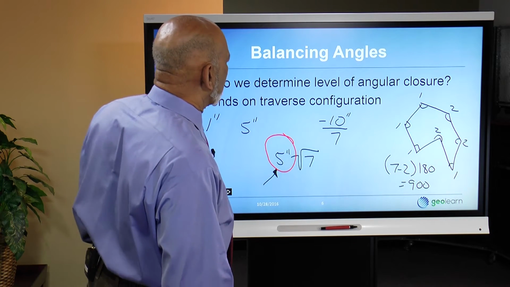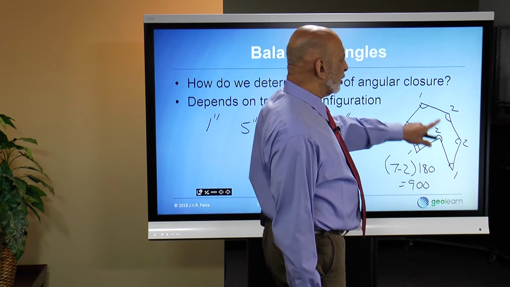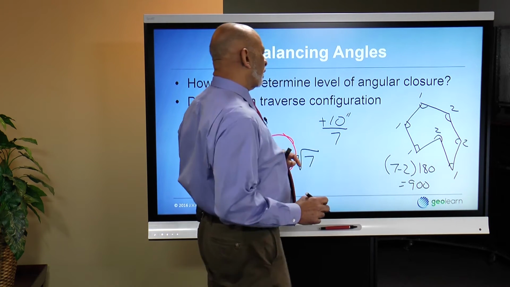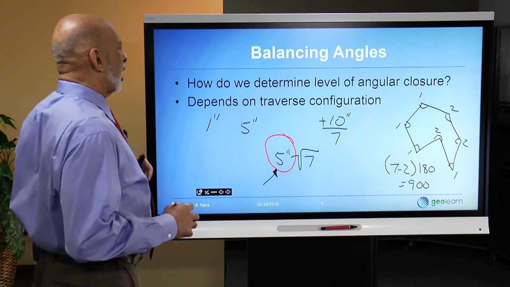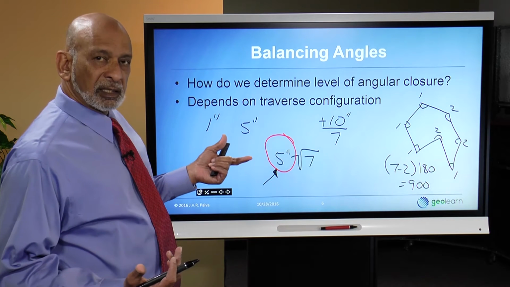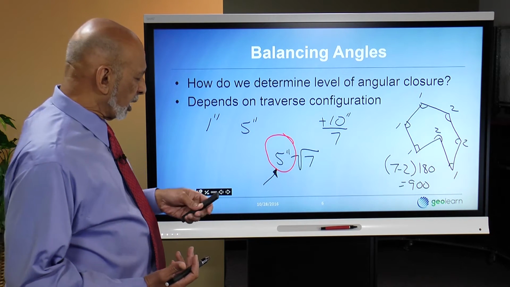Now you notice I said minus 10, so you would add these numbers to your measured values to get your balanced angles. If, on the other hand, you came up with a plus 10, then you have 10 seconds too much, and so you would subtract these values off the angles you measured to come up with your balanced angles.